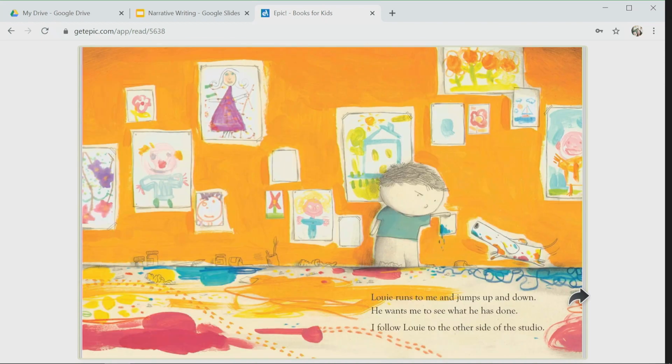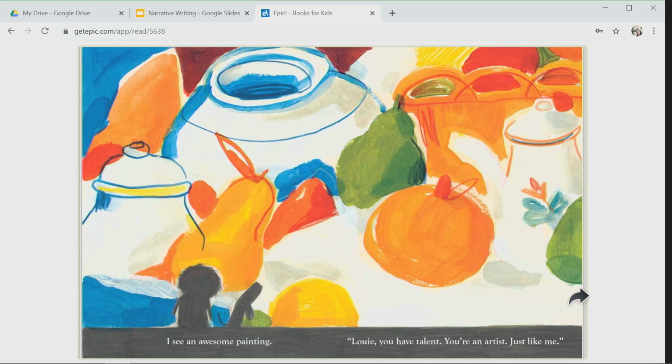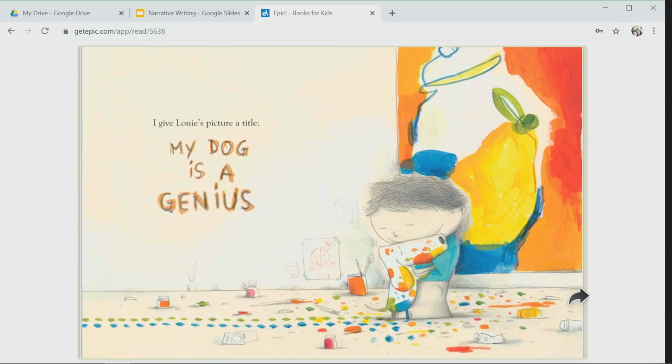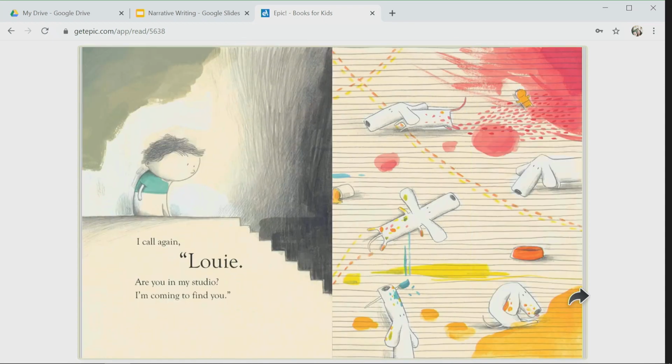Louis runs to me and jumps up and down. He wants me to see what he has done. I follow Louis to the other side of the studio. I see an awesome painting. "Louis, you have talent. You're an artist, just like me." I give Louis's picture a title. My dog is a genius.